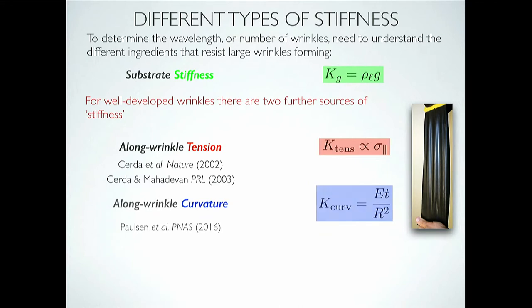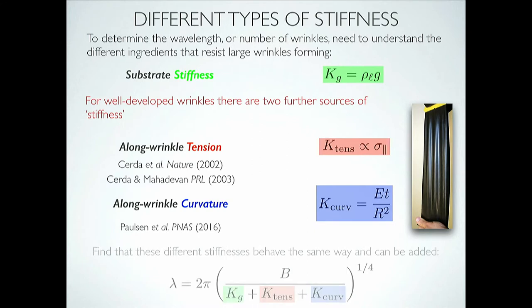And then more recently, we've thought about what happens if you have a curvature. It turns out that you have a stiffness because of the radius of curvature along the wrinkles. Again, I'm not going into much detail here, but the important thing is that you can add these different stiffnesses up and you can generalize this wavelength here.